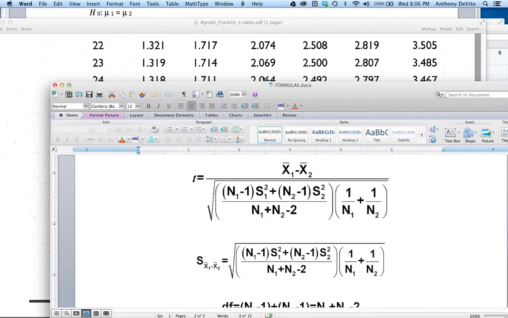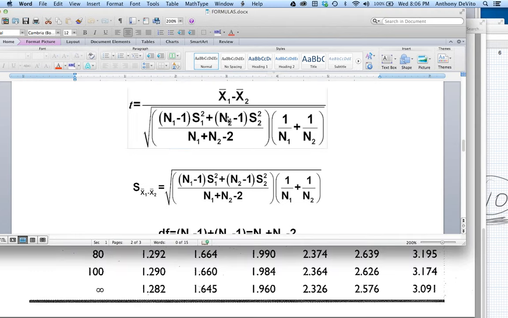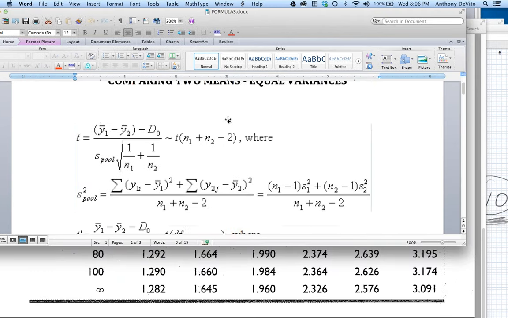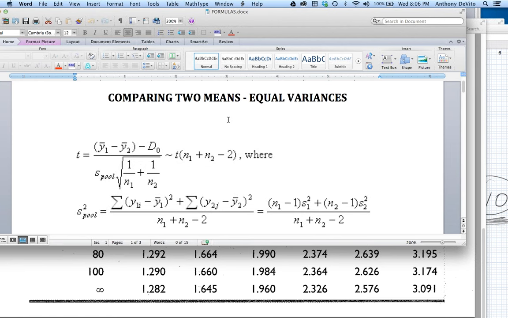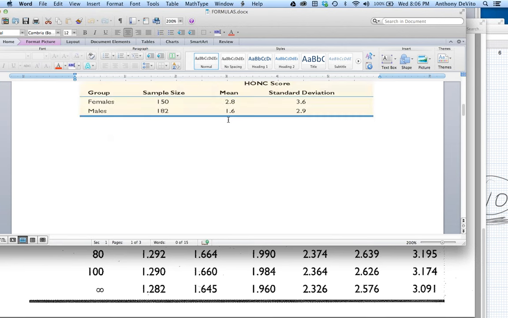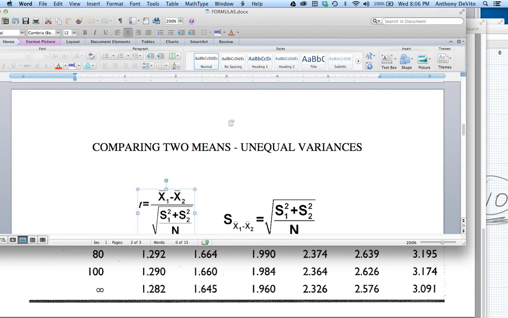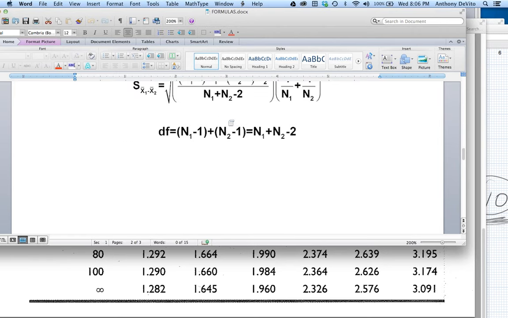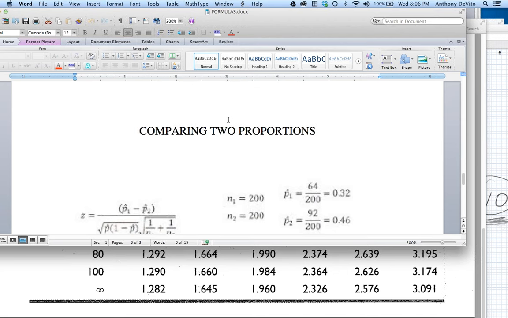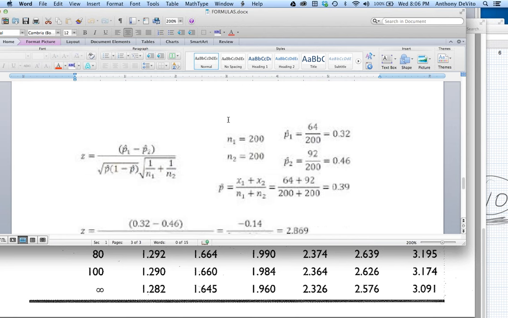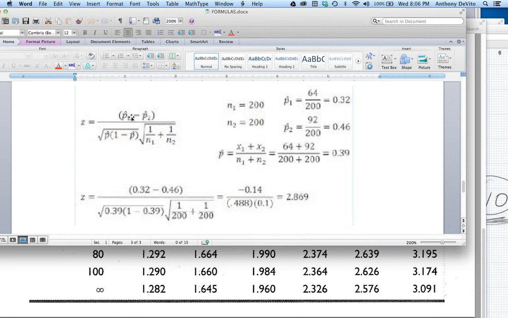I just want to go back to those formulas and let you know that you have one set of formulas for means when you want to assume equal variances in the two groups. You have another set of formulas for when you want to compare two means and assume they have unequal variances. And you have a third set of formulas for proportions. And what do we use for proportions? We don't use t, right? We use z. So z is equal to proportion 1 minus proportion 2 over the square root of P0 times 1 minus P0 times the square root of the two sample sizes.